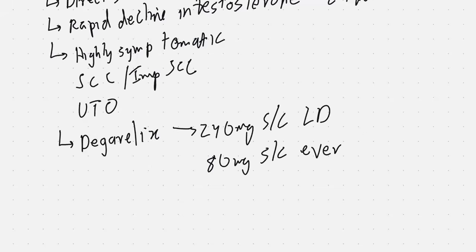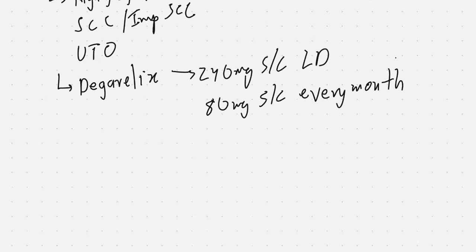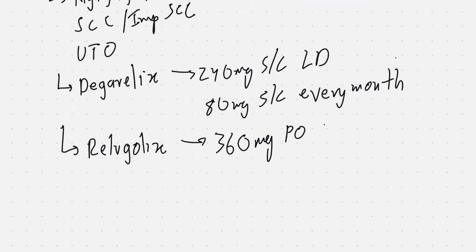Now, apart from this, we also have an oral agent that is given, that is relugolix. Okay. Now, relugolix is given on the first day at a dose of 360 milligram on day one, and subsequently, it is given at a dose of 120 milligram OD, right? Subsequently. Okay, so this has to be taken on a daily basis.